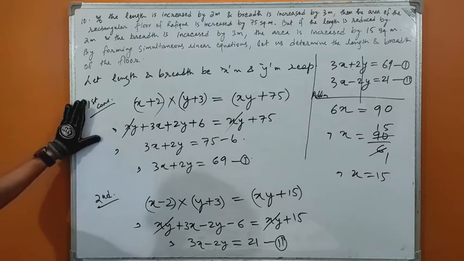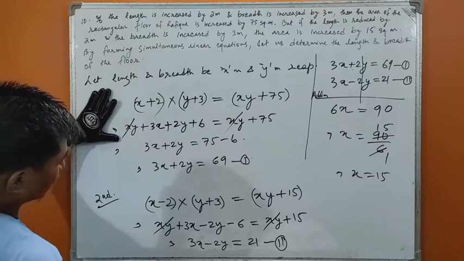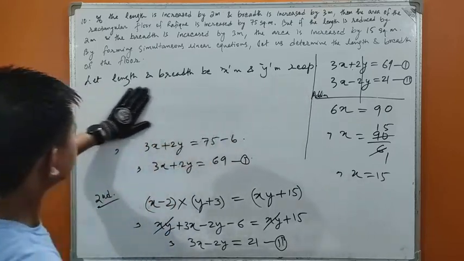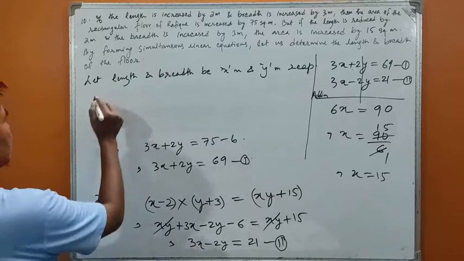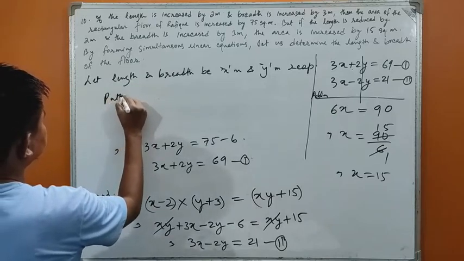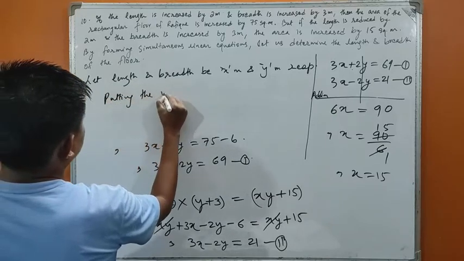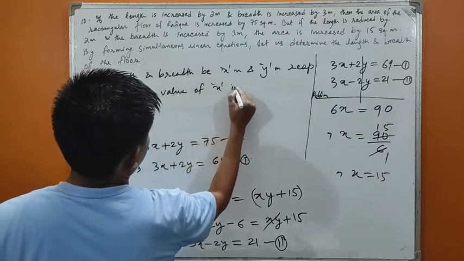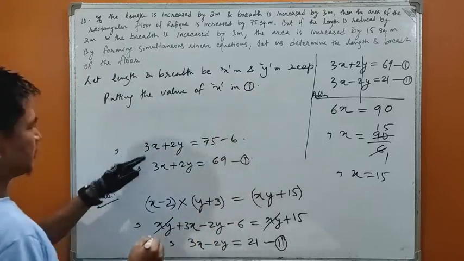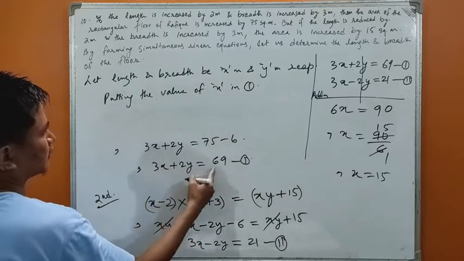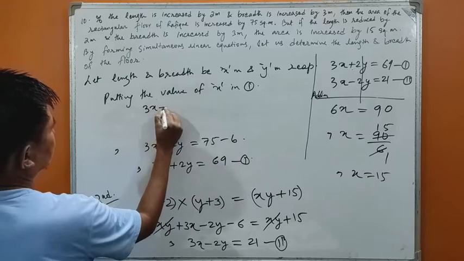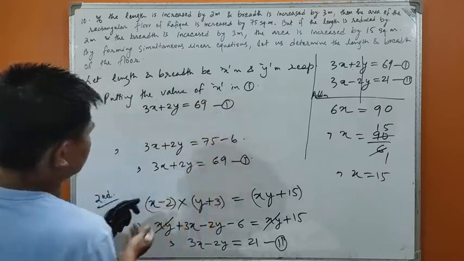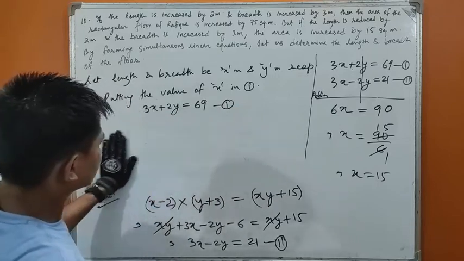Now let us put the value of x in equation 1 or 2. We can find the value of y. I'm erasing this, okay? Putting the value of x in equation 1. Equation 1, we have 3x plus 2y equals 69. This is equation 1, isn't it? So let us put the value of x.